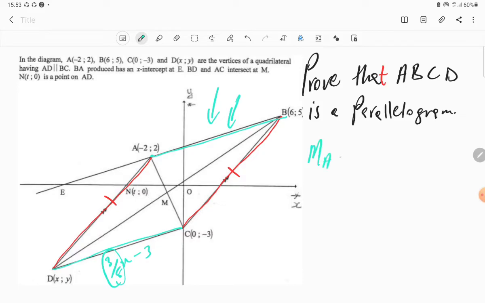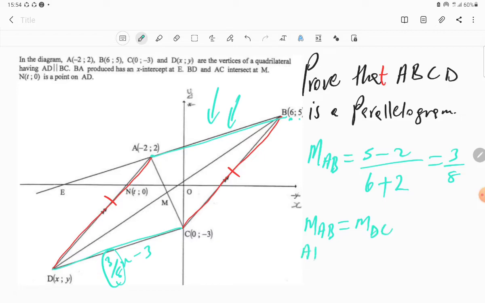Gradient of AB is given by, I have to use this one, which is y1 is 5, y2 is 2, then x1 is 6, then x2 is minus 2, then therefore we also have to say plus 2, then therefore the answer is 3 over 8. So of course, the gradient of AB is equal to the gradient of DC. Then ABCD is a parallelogram.